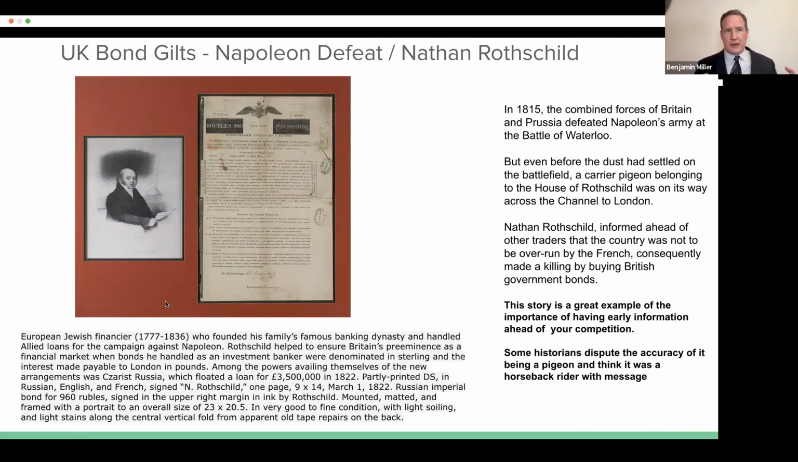In the United Kingdom, bond gilts are a UK bond. They were first kind of used by Nathan Rothschild. He was a European Jewish financier, and we've all heard of the Rothschild family, but this is actually part of the way that he made money: he helped to ensure Britain's preeminence by these bonds. And it's an interesting story. What you're looking at here is an example of an early issue.